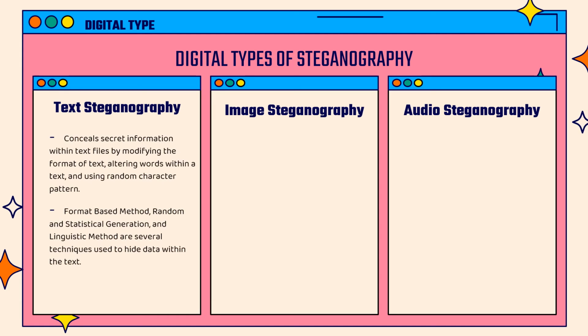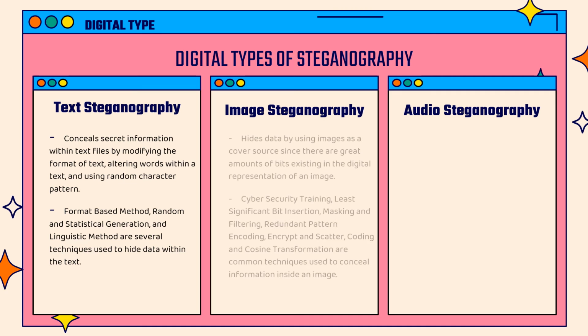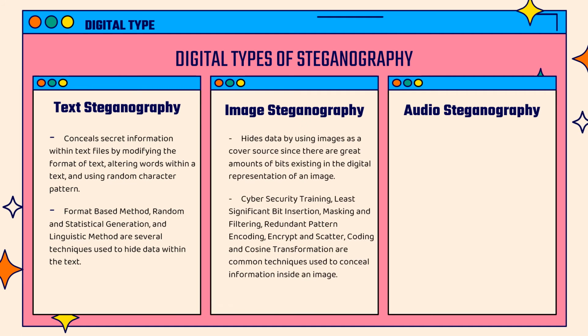Next, we move on to the digital types of steganography. First is text steganography, wherein we conceal secret information within text files by modifying the format of text, altering words within a text, and using random character patterns. Second is image steganography. This hides data by using images as a cover source, since there are great amounts of bits existing in the digital representation of an image.